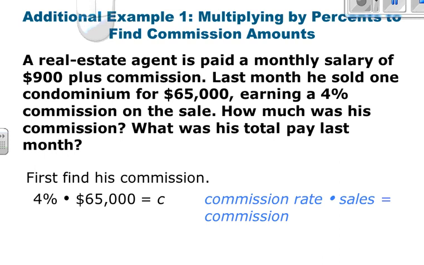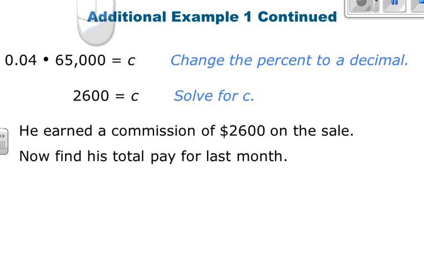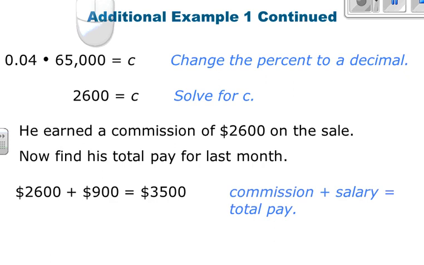We're going to take 4% of the item he sold. And remember, anytime you hear the phrase "4% of," that means multiply. So we multiply 4% by 65,000, and we get $2,600 as his commission. But he also had a monthly salary of $900, so we take that 900 and add it to his commission value. This was his salary, and this was his commission. We just add those together, and he got a total of $3,500 for that month.